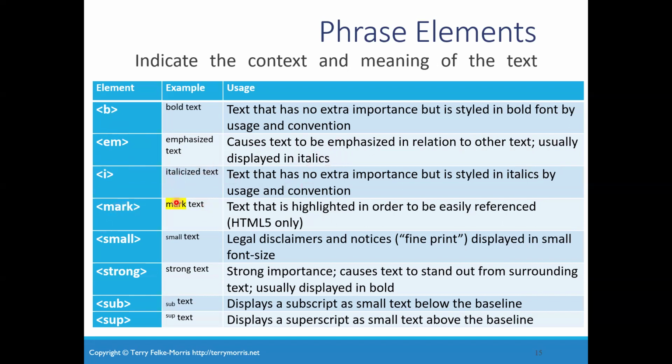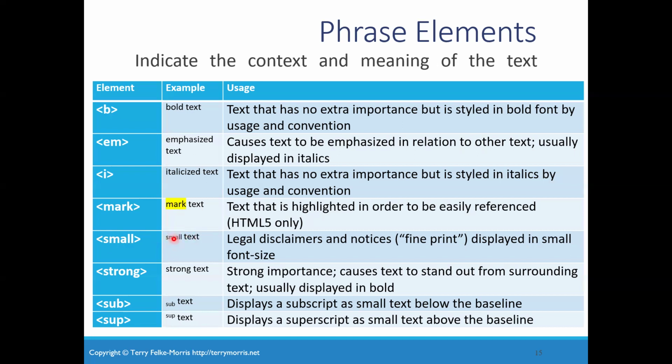We have the mark. Any content you put in between the mark element will have a yellow highlight on it. We have the small element. In the example, you see that this small text is smaller.